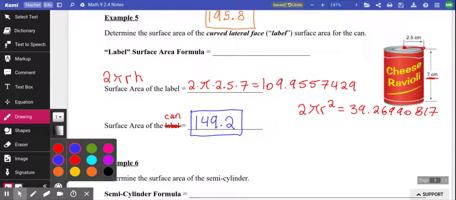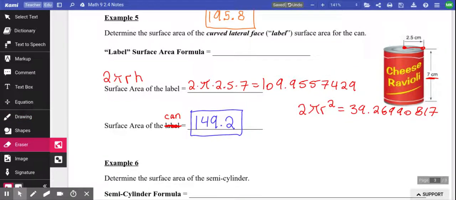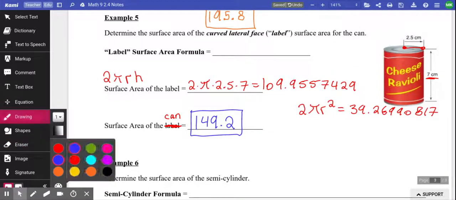So if the question said, what's the area of the label only? And you had to round that. So what we're going to look at is what it is to round this thing I just highlighted in orange. If you wanted to round that to the nearest 10th, then you're looking at the 10th spot, which is a 9. Beside the 9 is a 5. That means I need to round 9 up. There is no number past 9.